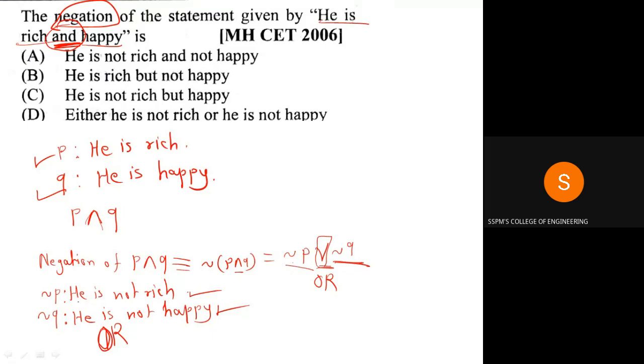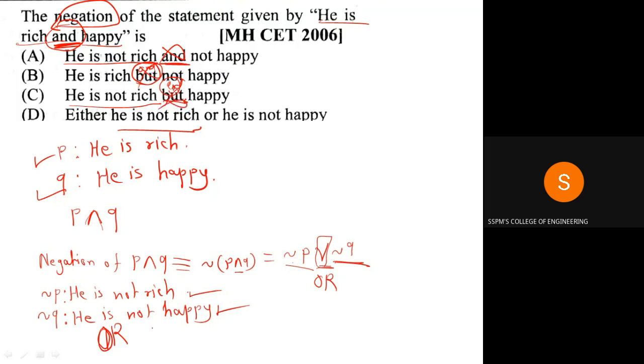So now we will see which one is the correct option. What is first? He is not rich. So here you can see he is not rich. Also here you can see he is not rich. Also here he is not rich. Then again, or you have to put. But here it is and. So this is not true. This is also operated as and. So this cannot be true as well.